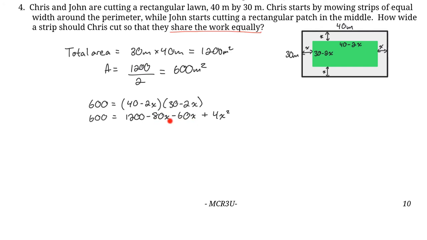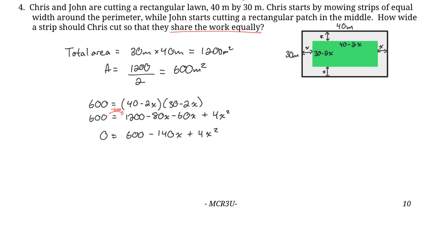So we need to simplify this further. We can combine these two like terms, but also I want to move that 600 over to the other side, so we have a quadratic that's equal to 0. So when we subtract 600 and we combine our like terms, we just get 0 is equal to 600 minus 140x plus 4x squared. And we need to solve for x.